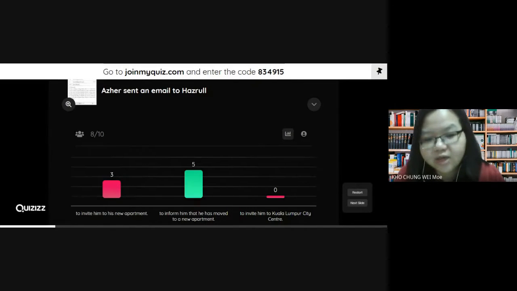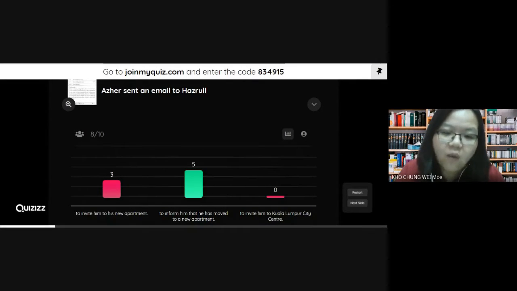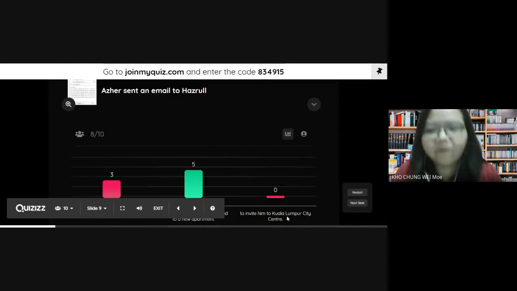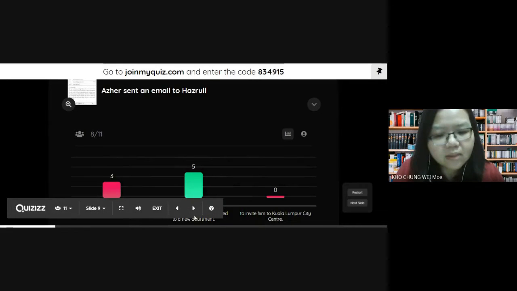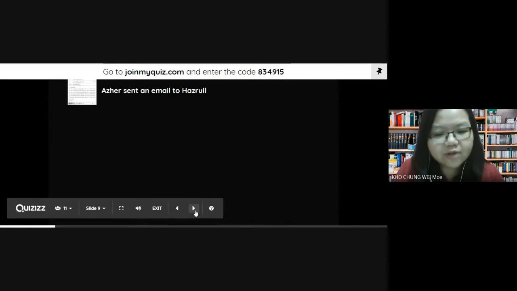This is a tricky question. It is not a trick question. It is tricky because you need to really read and understand the text. Why is Asa writing the email to Hasrul? What is his main intention? He did not invite him to the new apartment. He just wants to inform him that he has moved to a new apartment. Asa just wants to tell Hasrul that, hey, see, I moved to a new apartment. Okay? And luckily, none of you chose the last answer option. That's good, right? So let's move on to the next question.